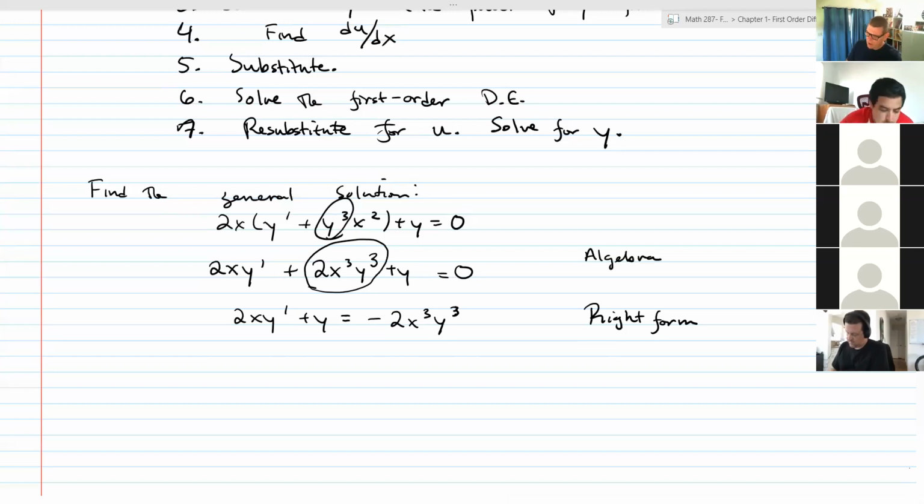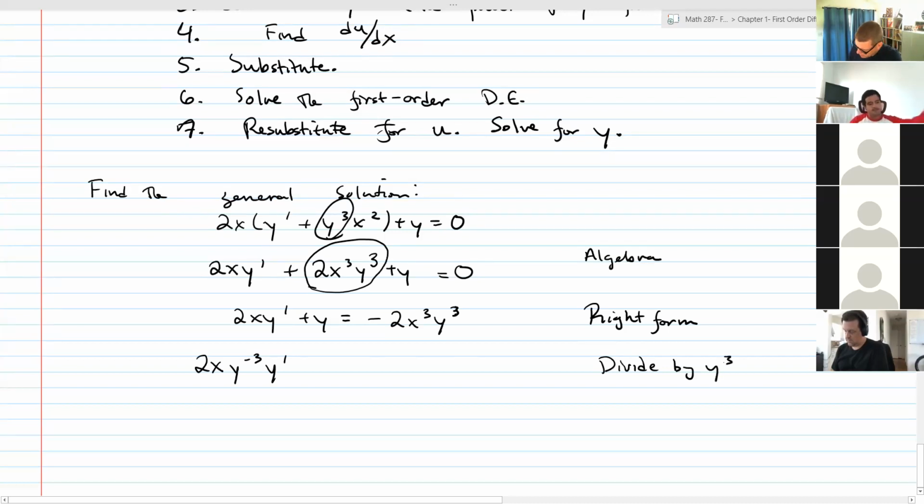So now that it's in the right form, I'm going to divide through by y cubed. This is going to give me 2x y to the negative 3 y prime, plus, and this is y divided by y cubed, so y to the negative 2, equals negative 2x cubed. All right.